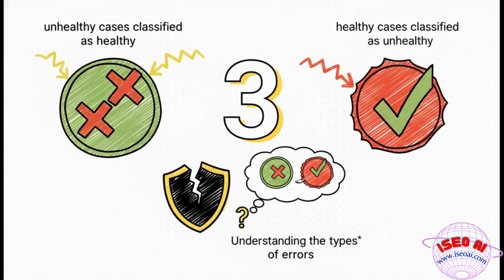But, and this is arguably even more important, look at the mistakes. It made 3 of them. It misclassified 2 unhealthy cases as healthy and 1 healthy case as unhealthy. This is so critical because it's a reminder that no model is perfect, and in the real world, sometimes one type of error is far, far more dangerous than another.